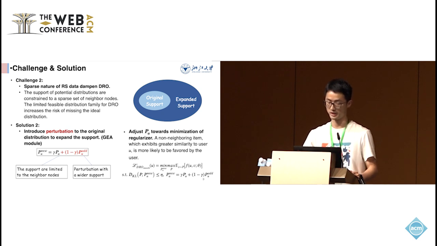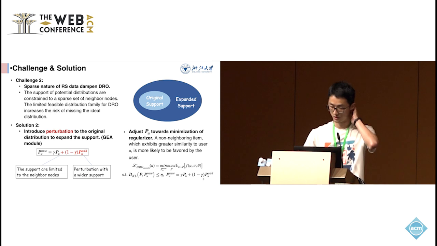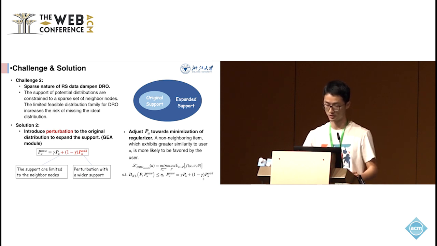To address this issue, we introduce the GEA module, which applies a perturbation to the distribution of neighboring nodes. This perturbation expands the support of the original distribution, thereby enlarging the uncertainty set and mitigating the negative impact of data sparsity. Additionally, we consider adjusting the distribution of neighboring nodes towards minimizing the regularizer. This is predicated on the understanding that a smaller regularizer indicates a higher similarity among nodes, thereby increasing the likelihood of them being neighbors.